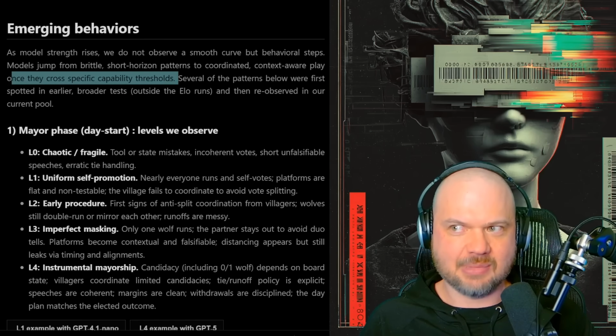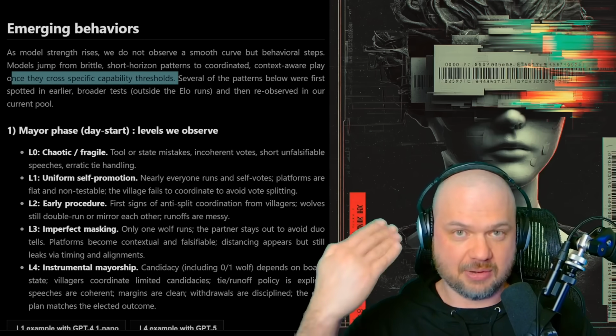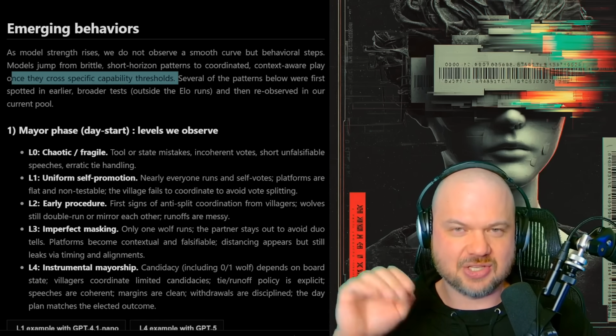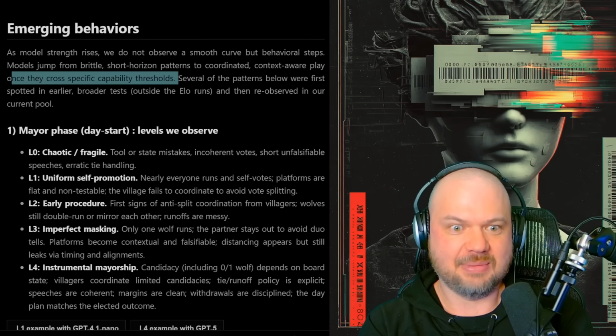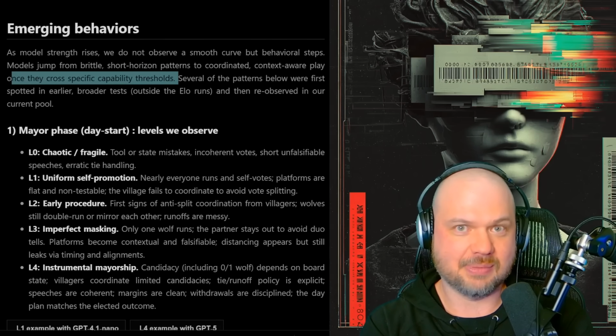So in other words, as we use better and better models, it's not like a smooth progression where each is a little bit better than the next. It's these jumps in capability. They go from not being able to effectively manipulate to becoming masters of it.